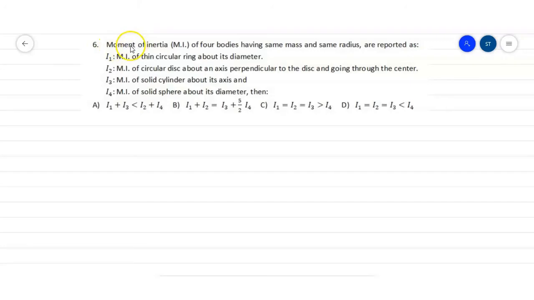Hello everyone. The question given is, the moment of inertia of 4 bodies having same mass and same radius are reported here. I1 is moment of inertia of a thin circular ring about its diameter. I2 is moment of inertia of a circular disc about an axis perpendicular to the disc and going through its center. I3 is moment of inertia of solid cylinder about its axis. I4 is moment of inertia of solid sphere about its diameter.